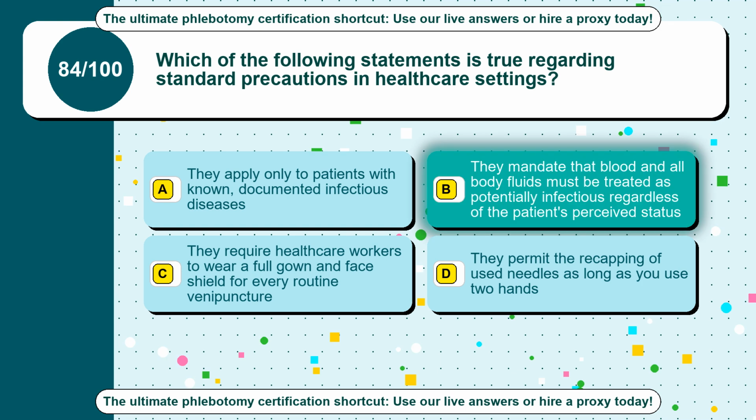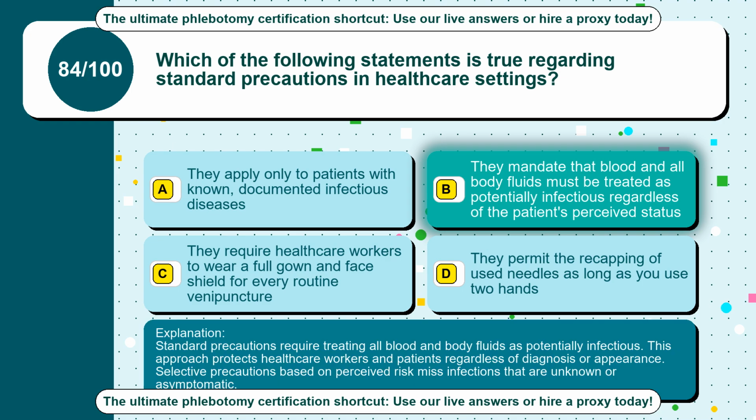The correct answer is option B. They mandate that blood and all body fluids must be treated as potentially infectious regardless of the patient's perceived status. Standard precautions require treating all blood and body fluids as potentially infectious. This approach protects healthcare workers and patients regardless of diagnosis or appearance. Selective precautions based on perceived risk miss infections that are unknown or asymptomatic.